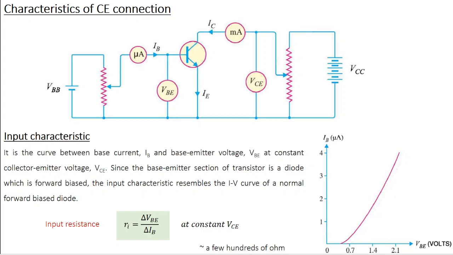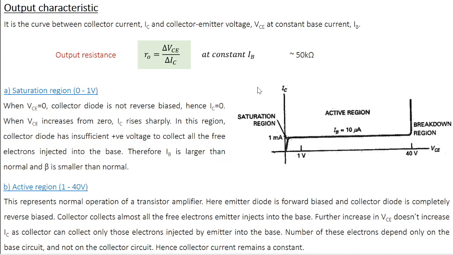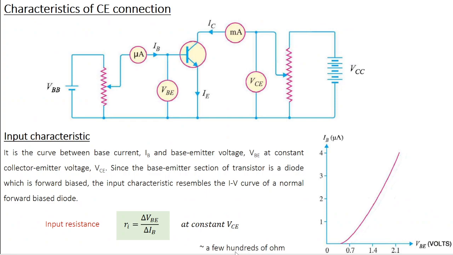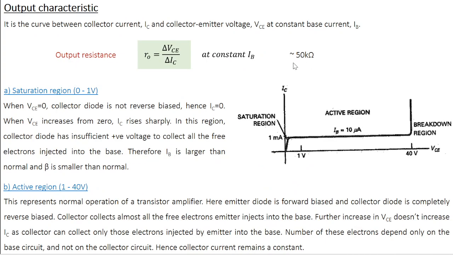Now what about the output characteristic? Output characteristic is a curve drawn between the collector current IC and the collector emitter voltage VCE at constant base current IB. So the output resistance is defined as delta VCE divided by delta IC at constant IB. It's typically around 50 kilo ohms, right? So if you look at the input resistance, this is a few hundreds of ohms. Output resistance is a few kilo ohms. So you are transferring signal from a low resistance circuit to a high resistance circuit.